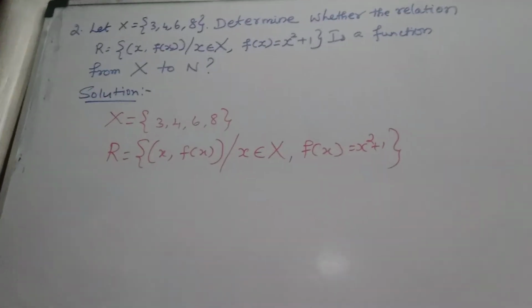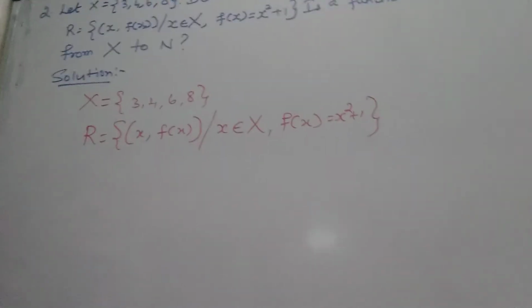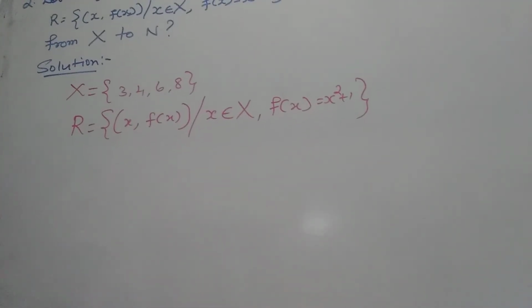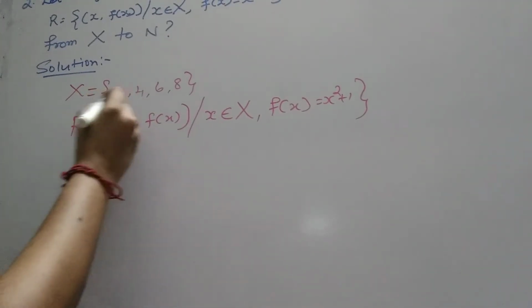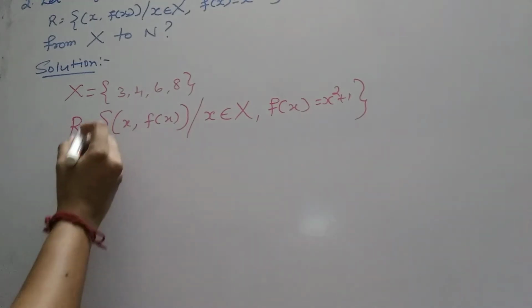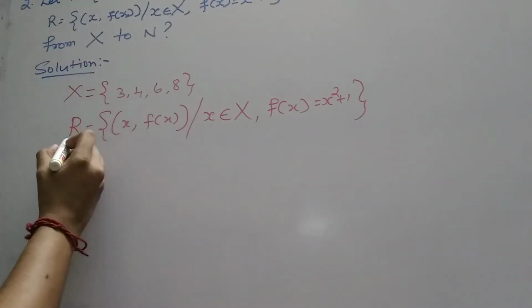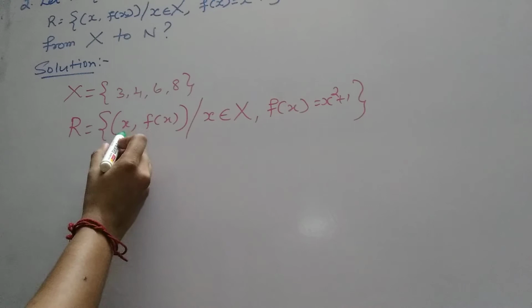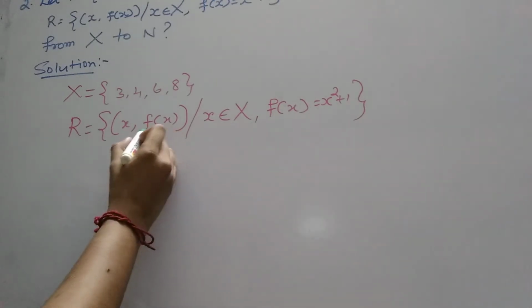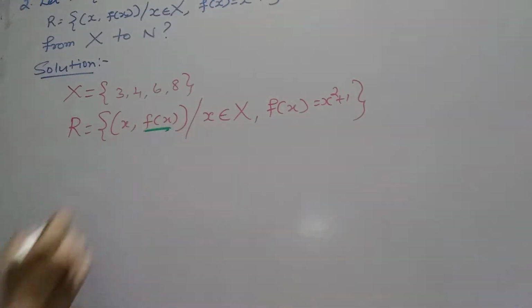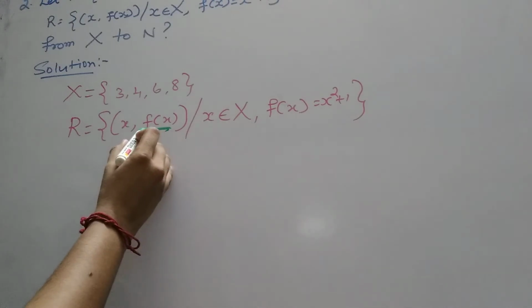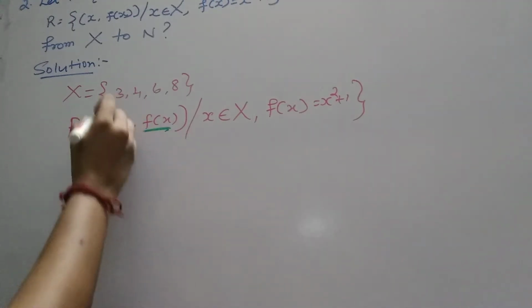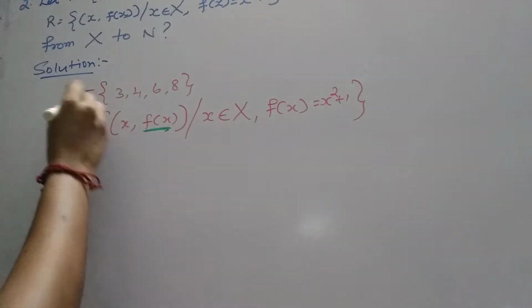Same as before, instead of X and Y they have given us X and F of X. So first, what is the X given? You choose and write: X is 3, 4, 6, 8. And what is the Y? Instead of Y, it is given as R. R you have to choose from X comma F of X. That Y is related as F of X. You have to collect the F of X term from the X term.